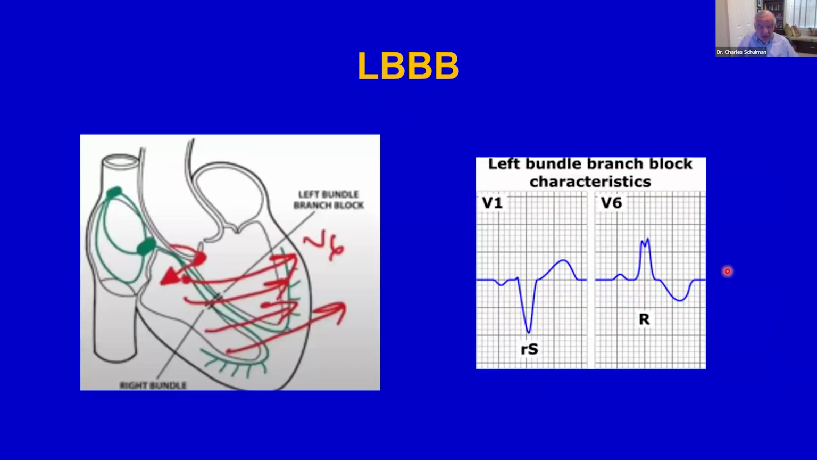Here's left bundle branch block. Again, septal depolarization goes from left to right, and then all of the vectors travel to the left. So you may or may not get a small R wave, but you get a deep fractured S wave in V1, and in V6, you get a fractured R wave.